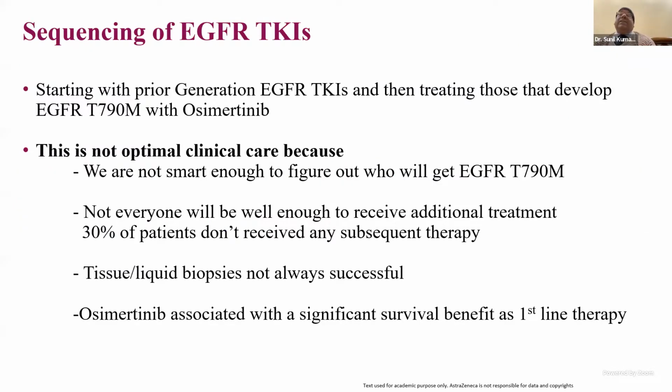So the question is, which TKI would you like to go with? Starting with a prior generation TKI, then treating those who develop the EGFR T790M mutation with osimertinib, or would you like to start with it in the first line? This is not optimal clinical care because we are not smart enough. Everybody feels that we are smart enough to see the response to treatment, but in clinical practice, we are not smart enough to figure out which patient will get a T790M mutation. Not every patient will be able to receive additional treatment, and 30% of patients do not receive any subsequent therapy, which I have already shown with the clinical presentation of 10 patients.